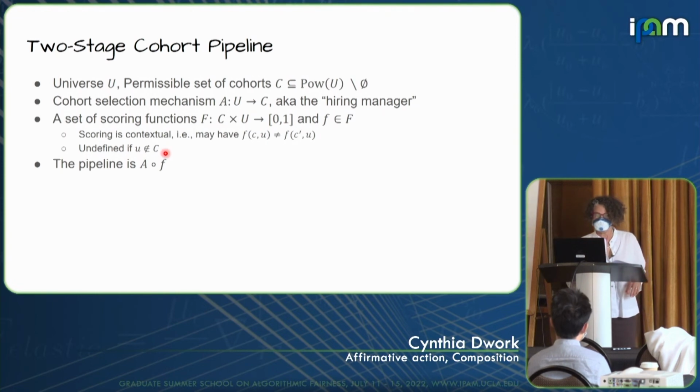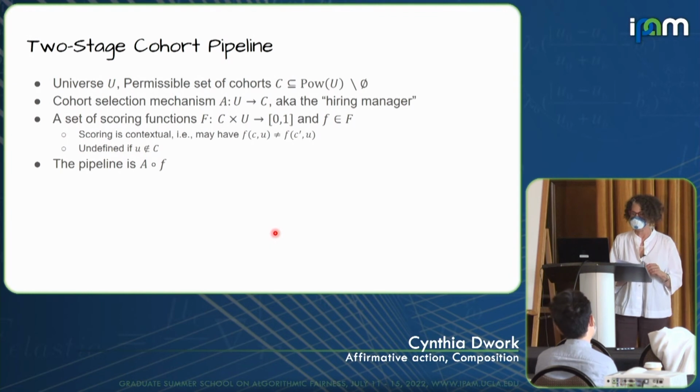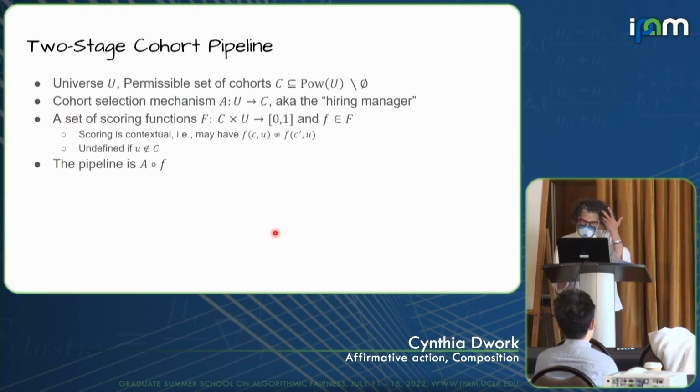And that C should be a lowercase c. So our pipeline, oh, did I get it backwards? The pipeline is apply A and then apply F to the result.